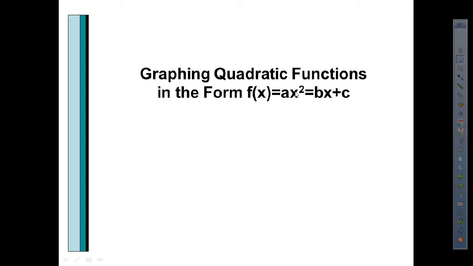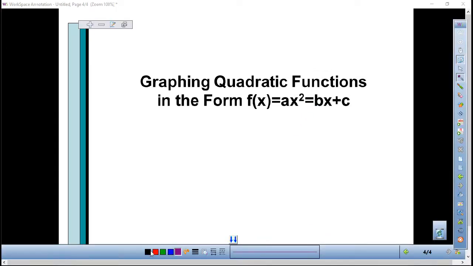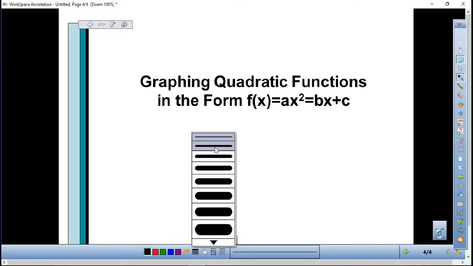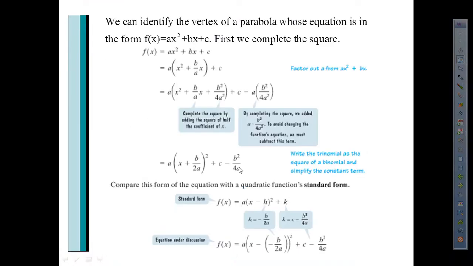All right, graphing quadratic functions of the form f of x equals ax squared plus, that should be a plus right there. Let's go ahead and change that. Plus, fixed it. Okay, ax squared plus bx plus c. All right, now we can identify the vertex of a parabola whose equation is the form ax squared plus bx plus c.